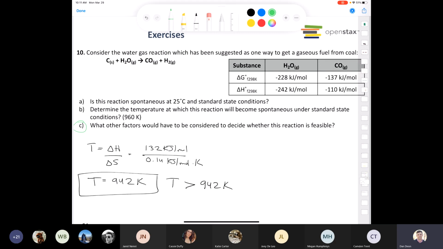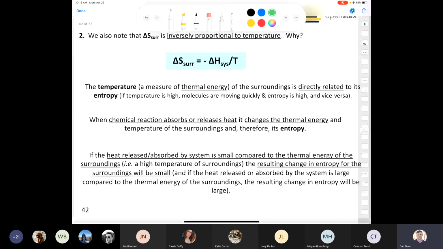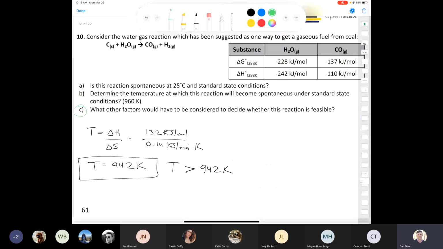Anyhow, to end this question, the last part just says, what other factors would have to be considered to decide whether this reaction is feasible? Look, I just put this in here as a discussion point with my students. I don't know if I'd ask this question in this way on an exam. I just want to make sure that you're always thinking, that you understand what's going on here. Now, we've figured out what temperature the reaction starts to become spontaneous, right? Greater than 942 Kelvin, it's going to be a spontaneous reaction. Okay, great. You're like, no problem, Mr. Dion, I can calculate a delta G, I can calculate a delta H, I can do all those things.